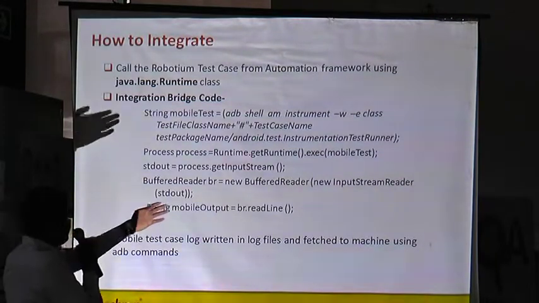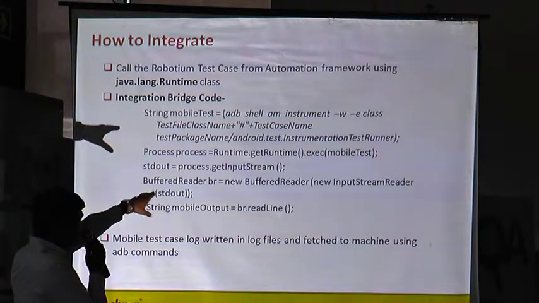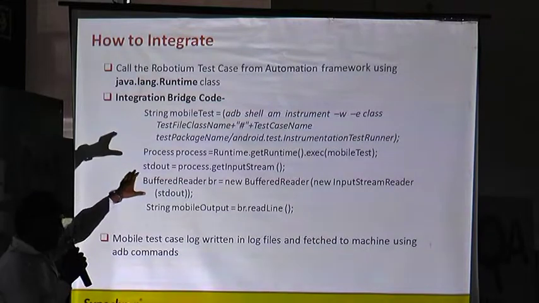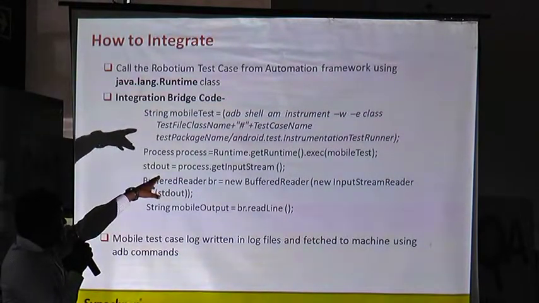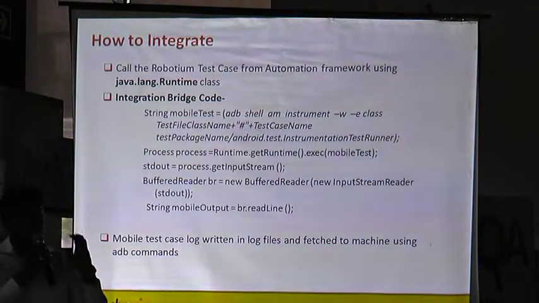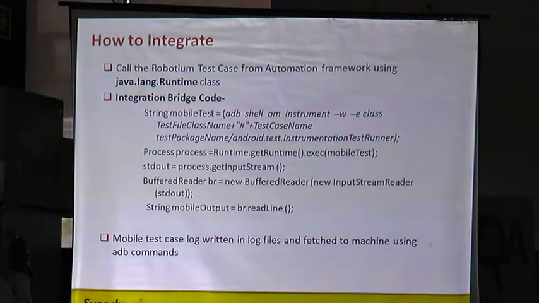And -e is where I'm passing my test file class name and the test case name. Now you can have a test suite having multiple test cases in one test file. If you want to invoke just one of them, and not all of the test cases, you just write the test file class name, that is your test suite name, followed by hash, followed by the test case name. That is the test case that you want to choose out of the test suite.